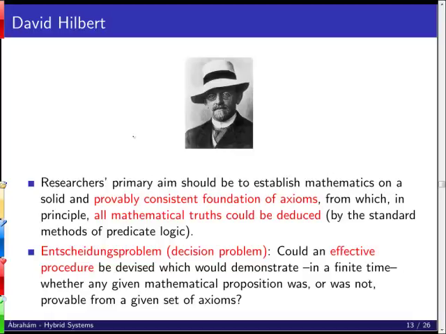So his Entscheidungsproblem was to show that there is an effective procedure that can solve in finite time, that can give you the answer whether a given mathematical proposition in Peano arithmetic is true or false, or, equivalently put, whether a problem can be derived from a set of axioms or not.